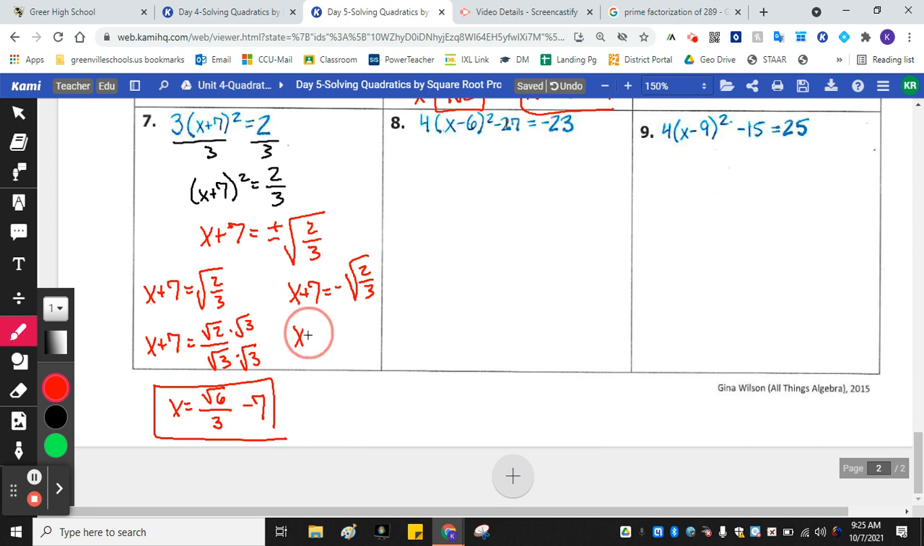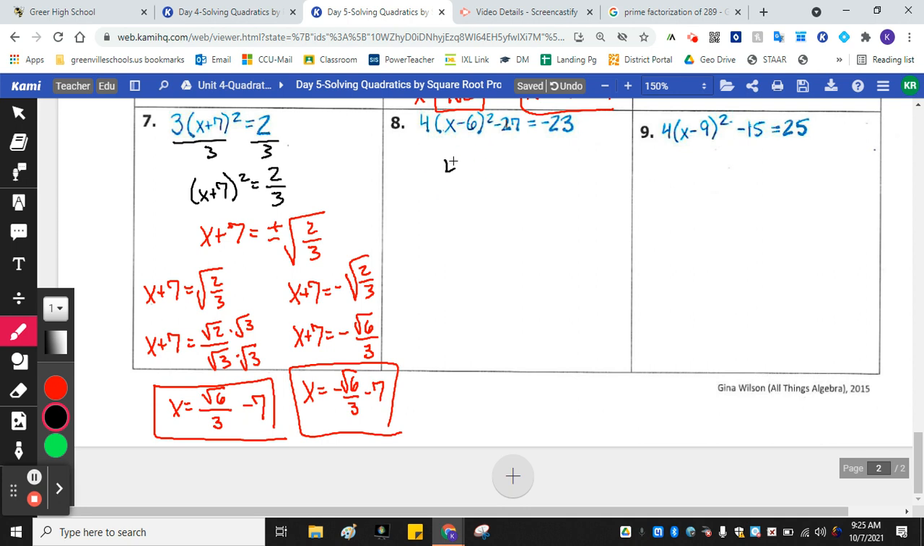So we already simplified this. So x plus 7 equals negative square root of 6 over 3. I'm going to subtract over my 7. That was a hard one. Rationalizing in there.